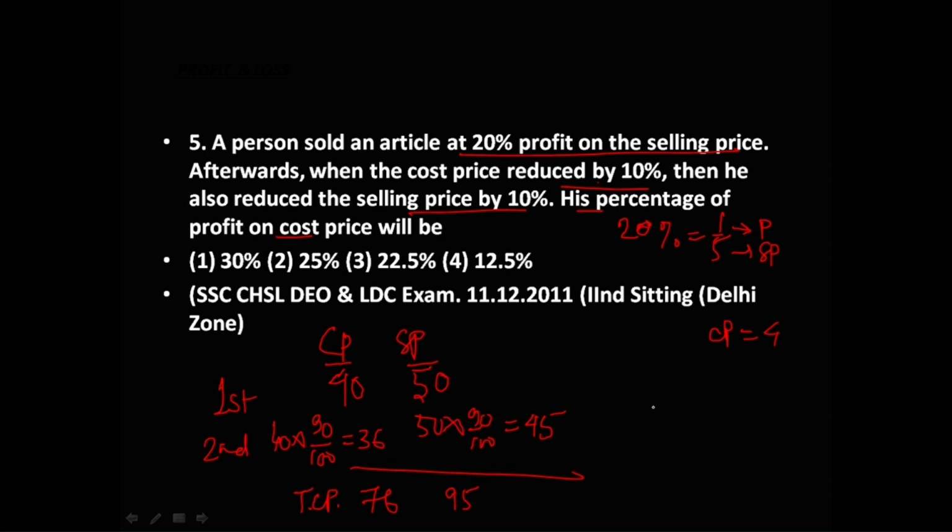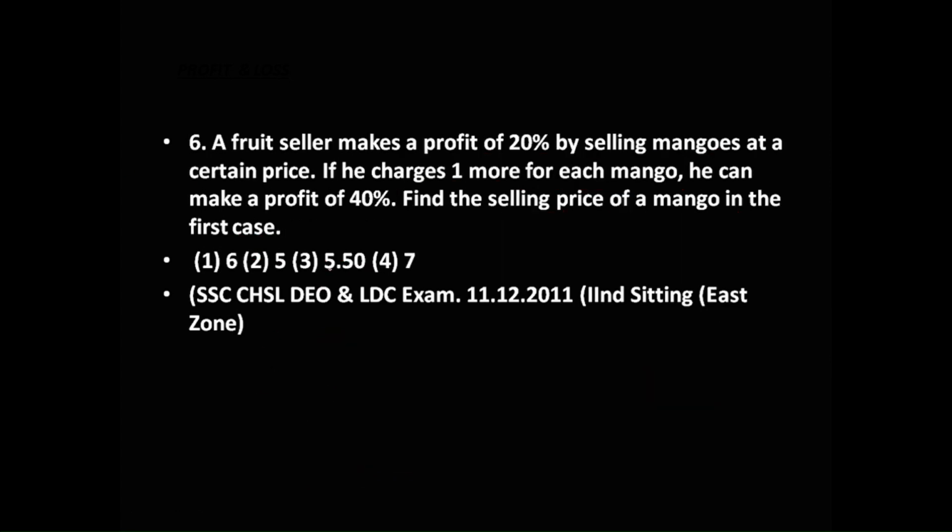So what is the profit now? Profit equals 95 minus 76. 95 minus 76 is 19. So profit is 19 upon 76, and we have to calculate it in percentage. Into 100 equals 1 by 4. So it's 25%. Clear? It's 25%. So question 5 is option 2. Moving to the next one.